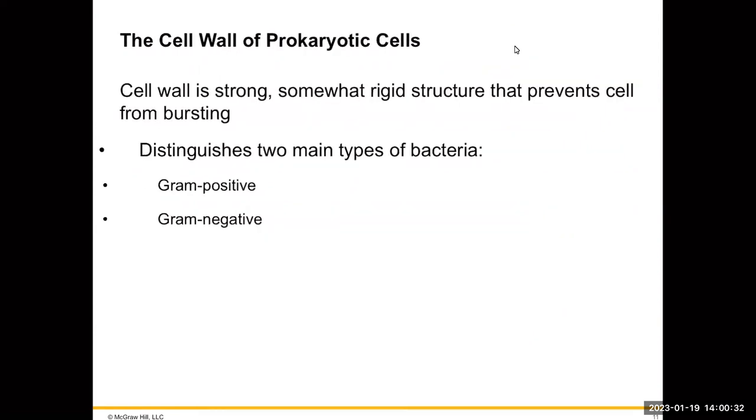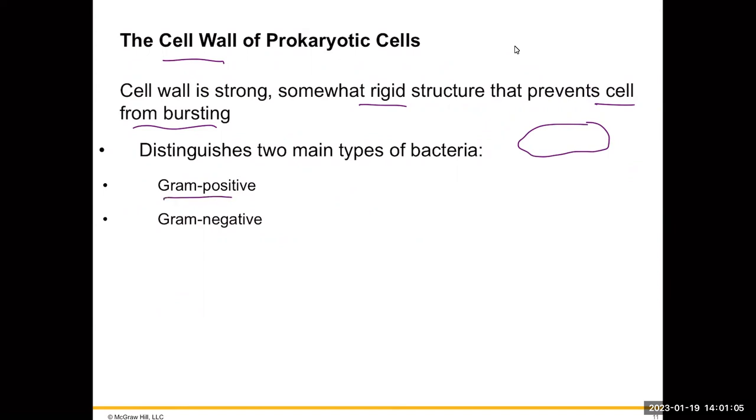Okay, now this is where it gets interesting. So we're going to talk about the cell wall. The cell wall is kind of rigid, and what it does is prevent the cell from breaking, from bursting or lysing. It doesn't have anything to do with cell transport. It keeps water from running into the cell or leaving the cell. It's like an outer wall.